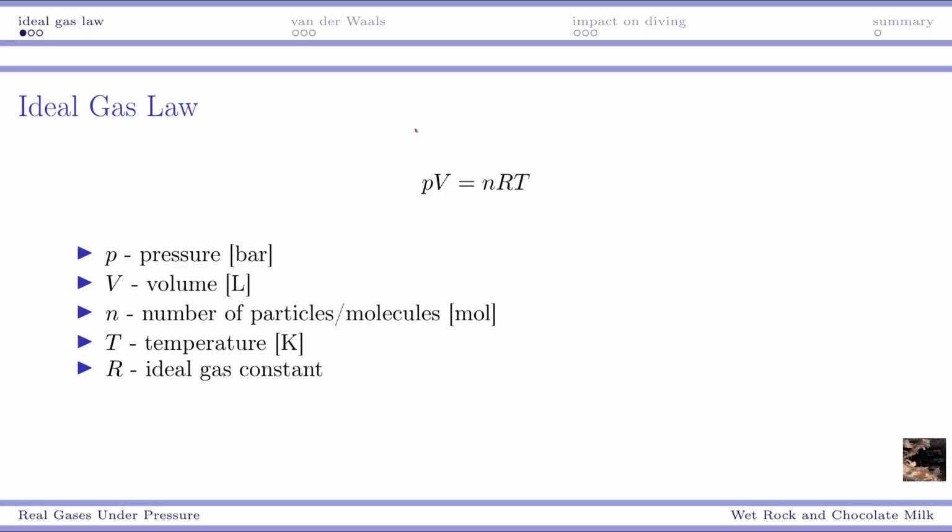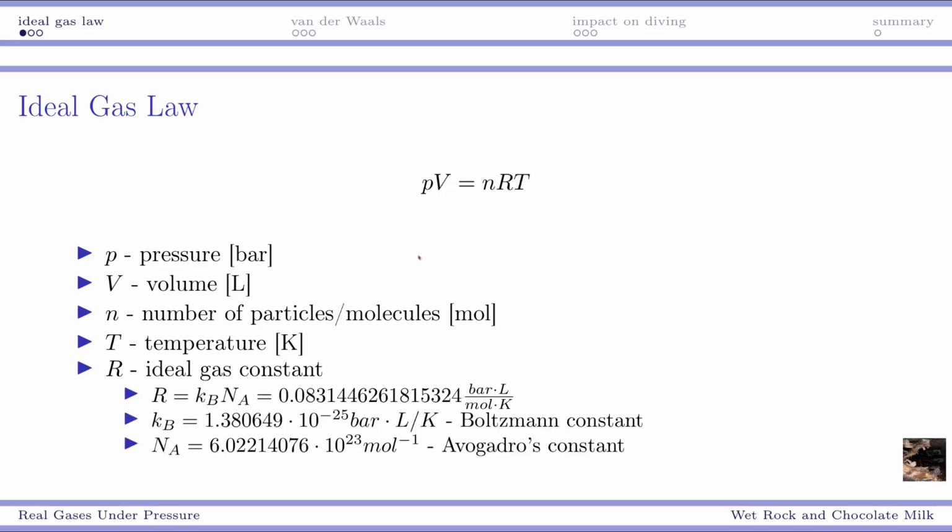Well, it's usually written in the form PV is equal to nRT, so the pressure times the volume is equal to the number of particles times the gas constant times the temperature. Here, in order for us to use units that are particularly useful in diving, we're going to be looking at pressure in bar, volume in liters, number of particles in mole, the ideal gas constant in whatever is reasonable, and the temperature in Kelvin. So, what is the ideal gas constant?